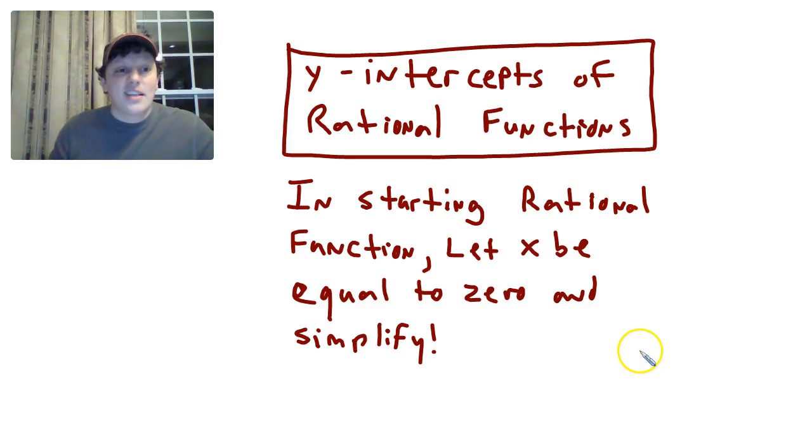So basically, we're going to find these the easy way. We are going to go back to that very starting rational function before we factored, before we simplified, before we did anything. We're going to let x be 0, and then whatever is left over, we're going to simplify. Let me show you what I mean.